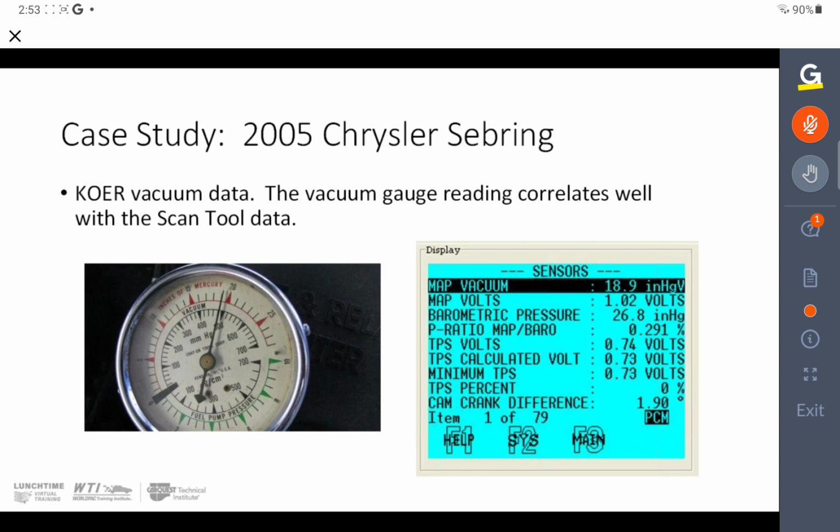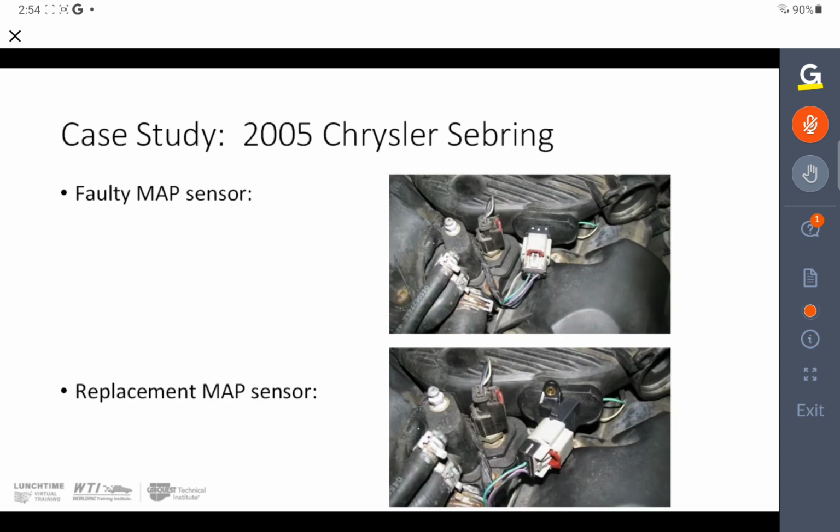We hitched up a vacuum gauge to measure engine vacuum. Engine vacuum was good. The MAP sensor was good too. What was kind of interesting about this particular vehicle is the barometric pressure reading it gets from the MAP sensor. So key on, engine off, the barometric pressure was showing that it was at a higher altitude than it really was. Once the engine was running, the MAP sensor was showing that it was working correctly. It was showing the correct engine vacuum. So the repair: replace a faulty MAP sensor.